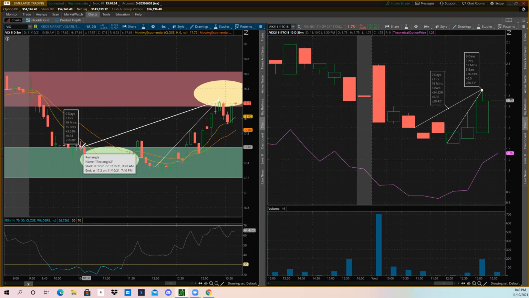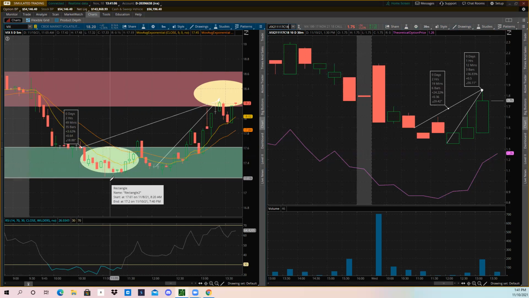That's where you may want to get your feet wet. You might want to do half your position size here and maybe add half at the bottom of your demand zone or somewhere in the middle. And your stop loss is going to be a couple points below your demand zone.